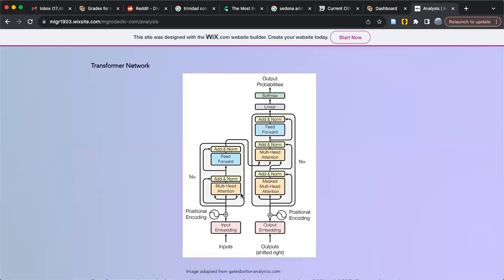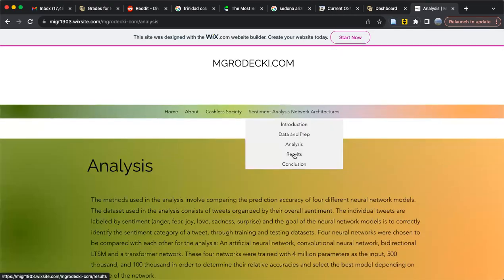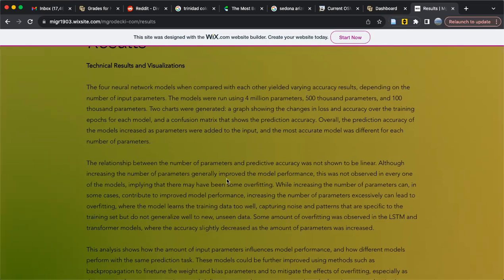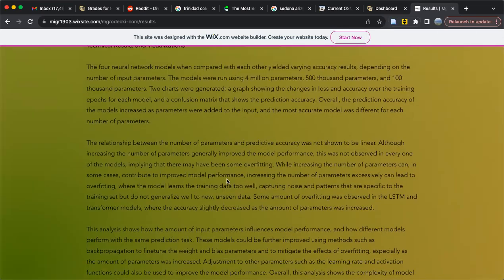And then finally, the last network used was a transformer. Transformers make up the basic architecture of models such as GPT-3 and BERT. And this involves an input embedding and an output embedding built on an encoder-decoder framework. Then these four neural networks were all compared against each other at the different parameter numbers, 4 million, 500,000, 100,000. And then two types of charts were generated to compare how they were overall performing at this sentiment categorization task.